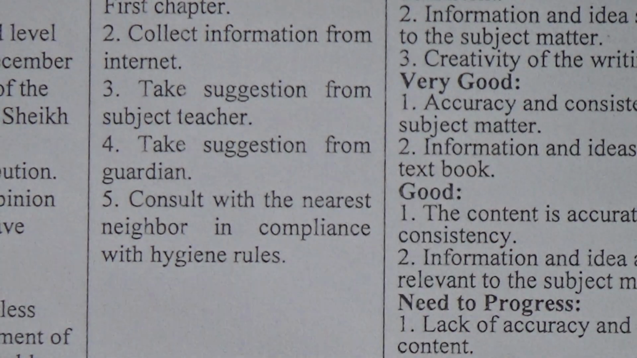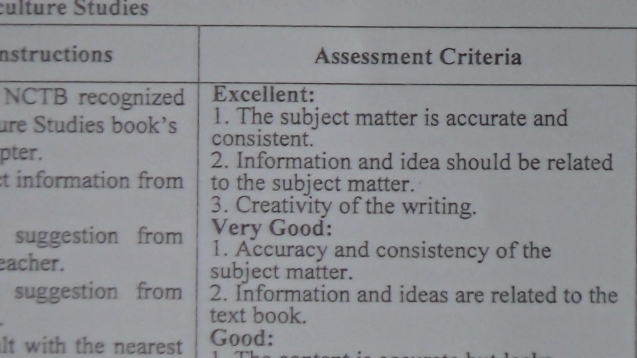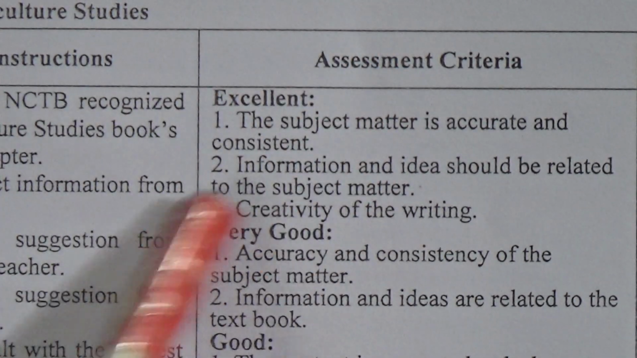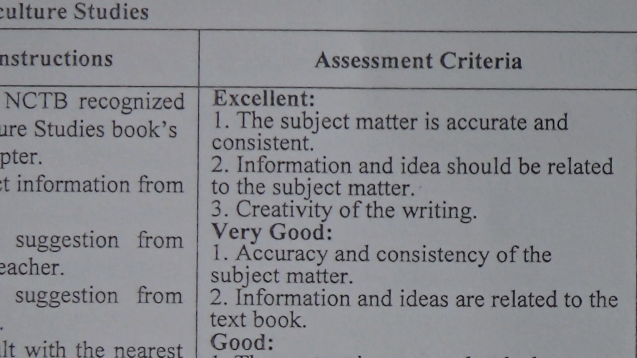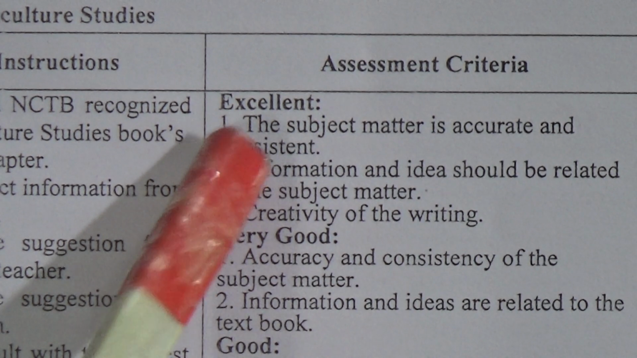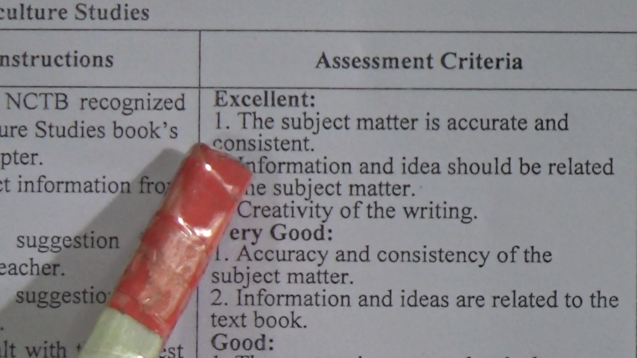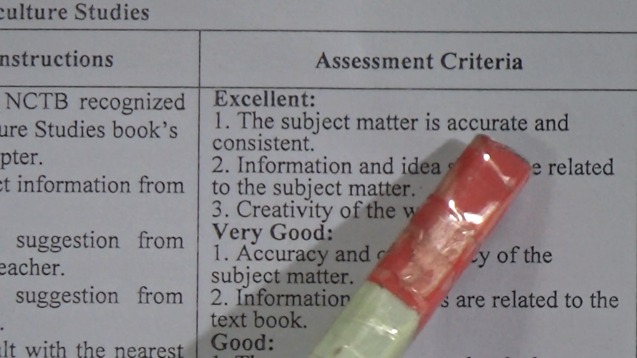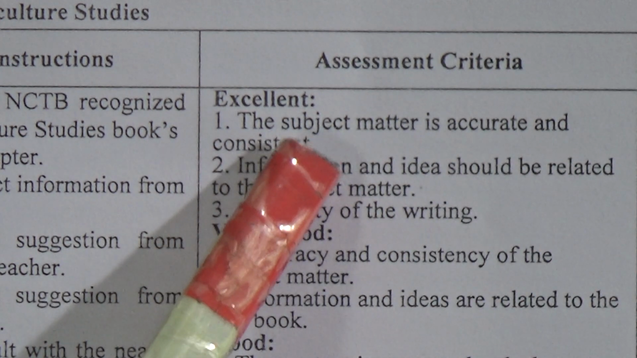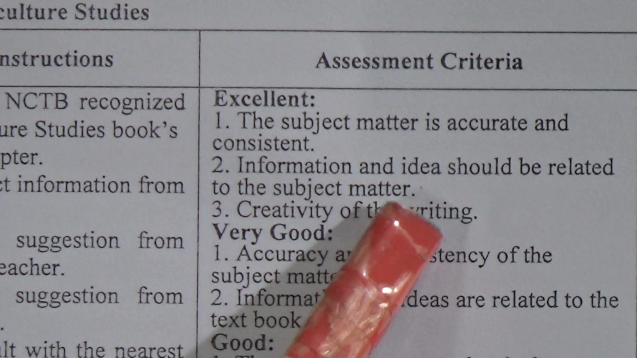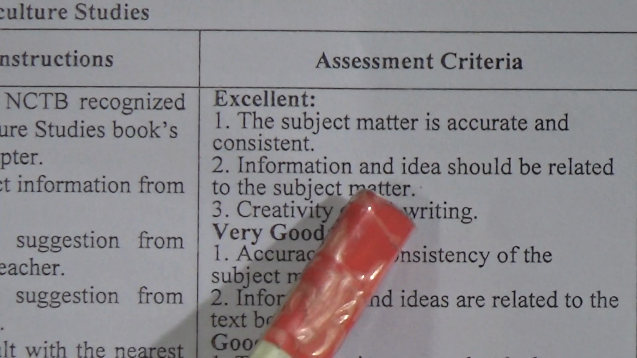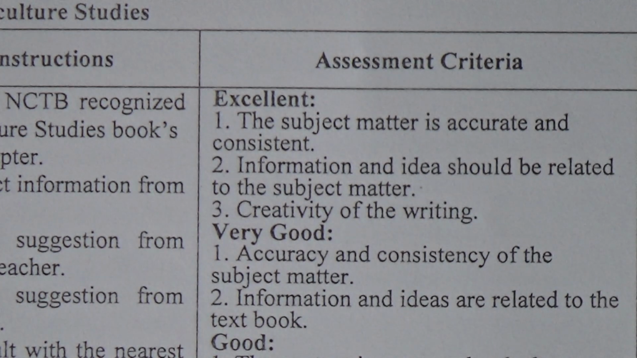This is very much known to you, what is assignment criteria, that means in which criteria you will get excellent, you will get very good, you will get good, then the last one you will get need to progress. So let's talk about excellent. The subject matter is accurate and consistent. Information and idea should be related to the subject matter. Creativity of writing. If you have all these qualities, then you will get excellent.